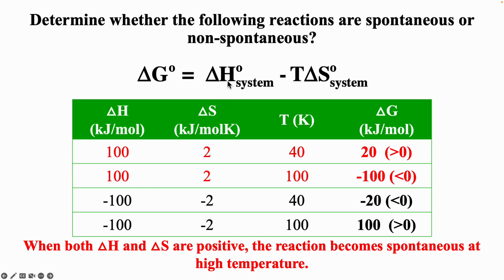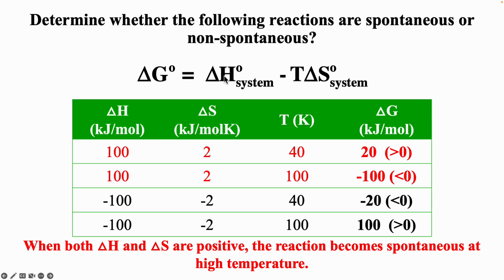If we have minus 100 for delta H, minus 2, again, if delta H and delta S have the same sign, whether or not the reaction is spontaneous depends on temperature. And so minus 2 times 40 gives you minus 80. That negative sign, so that gives you 80 minus 100. And so that gives you minus 20. And so that would give you a spontaneous process.